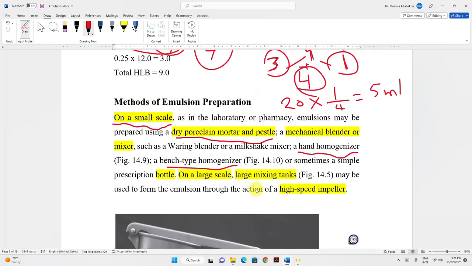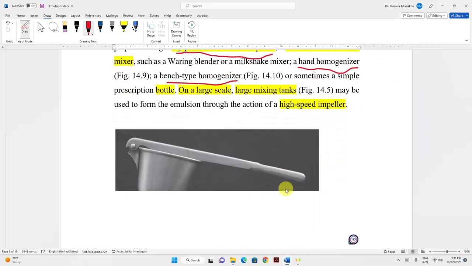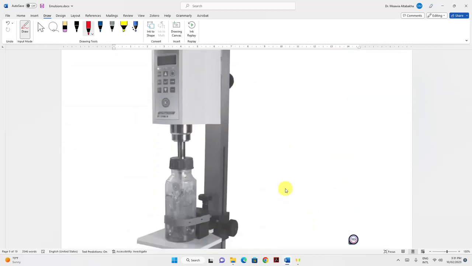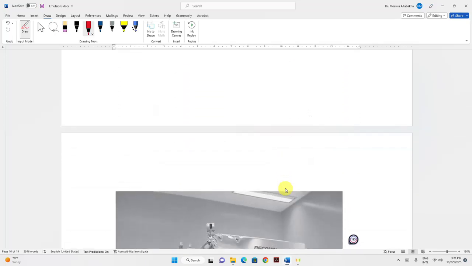You need some kind of agitation in order to break. You cannot just put the oil, water, and the emulsifying agent and then wait for the emulsion to happen by itself. You need to use energy to do the breakup. I'm talking about oil in water or water in oil emulsion in general.